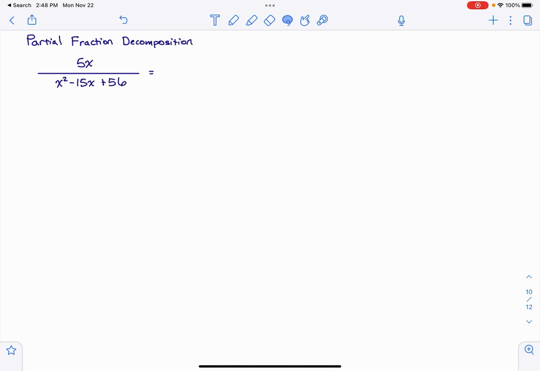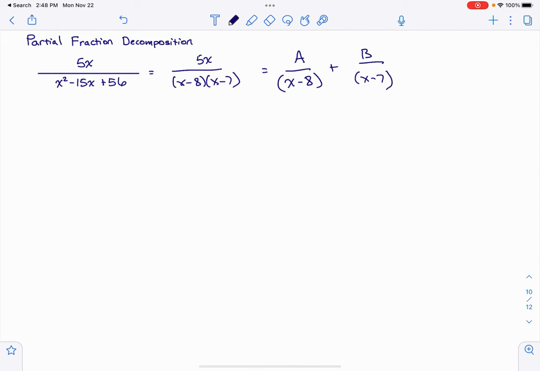In this sample problem, we're going to do a partial fraction decomposition. When we have a partial fraction decomposition, we first want to factor the denominator to see what we're dealing with. In this case, it'll be 5x over (x minus 8) times (x minus 7). All right, so now we need to break it up into fractional components. This would equal A over (x minus 8) plus B over (x minus 7). We're just breaking up the factors into different fractions.